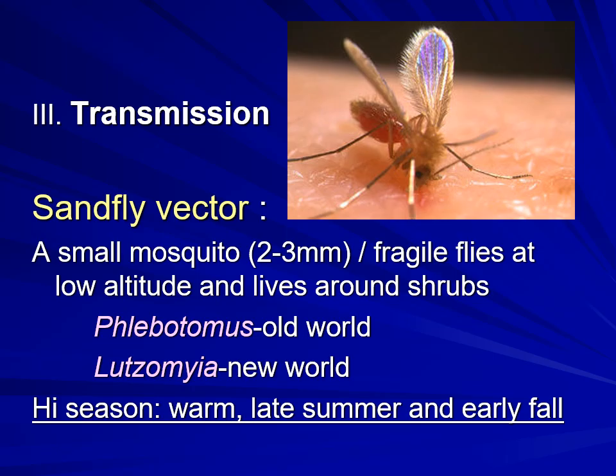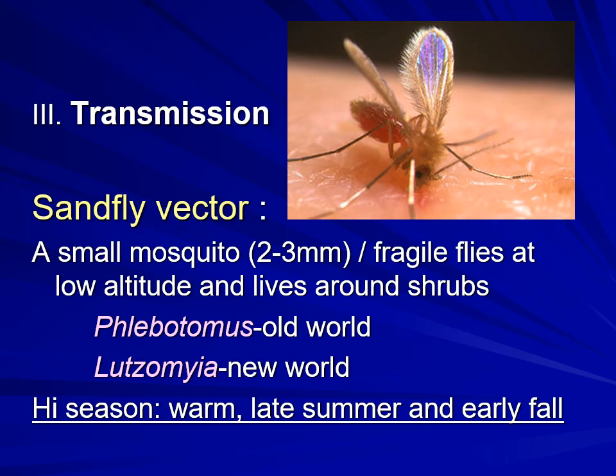Now, we have got two genera of the sandflies, Phlebotomus species and Lutzomyia species. Phlebotomus occurs in the Old World, which means that it occurs in Asia and Europe and Africa, and Lutzomyia is for the New World, the Americas. The high season refers to the season where the population of the mosquitoes and insects, especially the sandfly, like other mosquitoes as well, will become larger and denser, and this occurs in warm late summer and early fall.